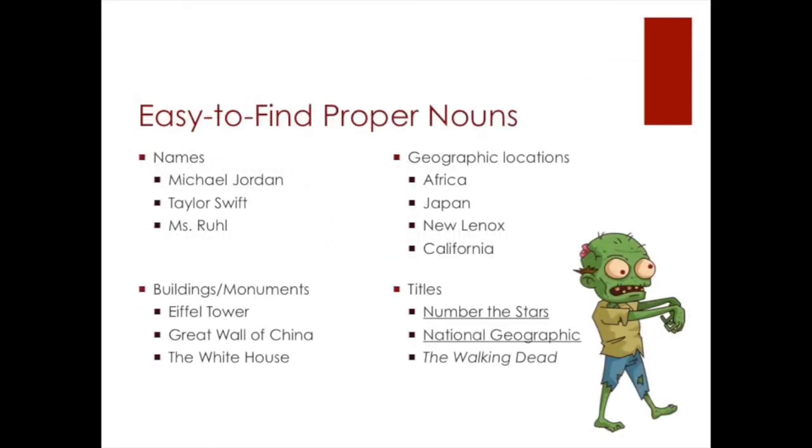Let's start with the easy stuff. Some easy to find proper nouns, by the time you get to sixth grade anyway, are names, geographic locations, buildings or monuments, and titles. Most sixth graders realize they need to capitalize these types of nouns all the time. So when you see a person's name, or you see the name of a country, continent, town, or state, the name of a particular building, or the important words in the title of a book or movie, you know you need to capitalize those words because they're proper nouns telling a specific person, place, thing, or idea.